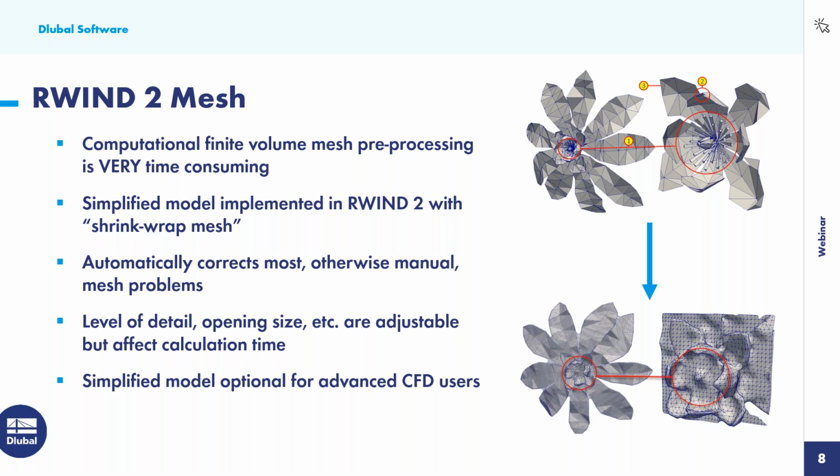Now, this simplified model for the shrink wrap mesh is optional within the program. You can turn it off and import your own boundary lines for this mesh, but for 99% of us, we're probably going to use the default option where the mesh is automatically generated for us, unless you're an advanced CFD user.